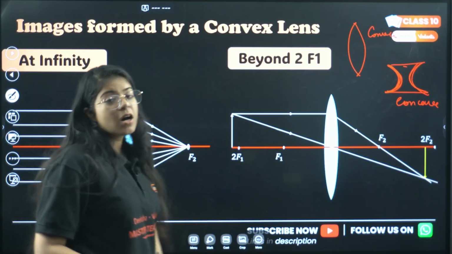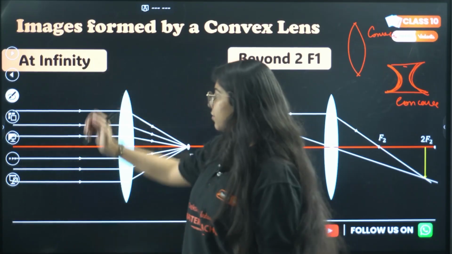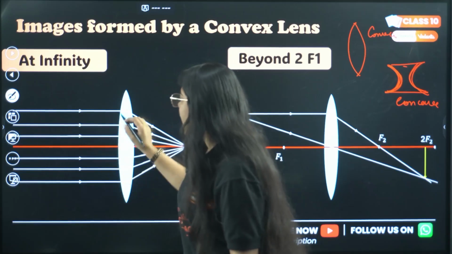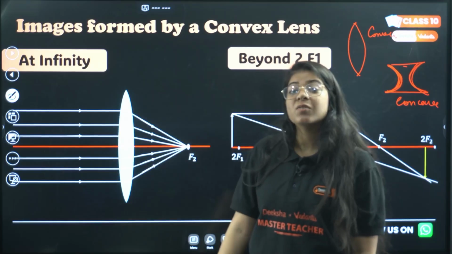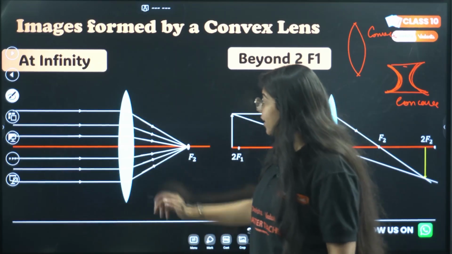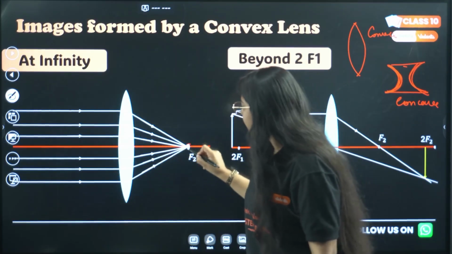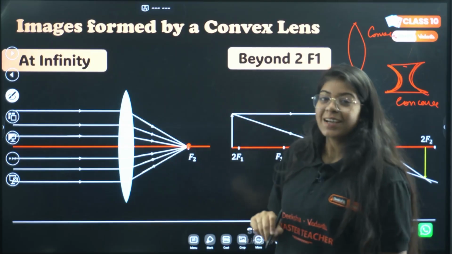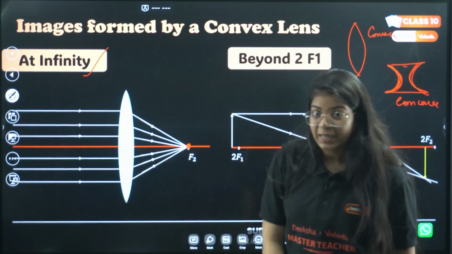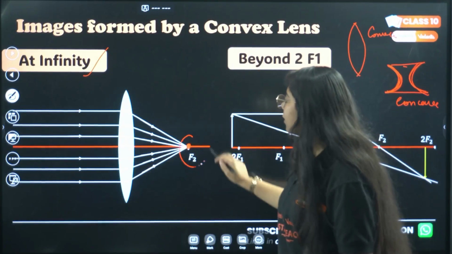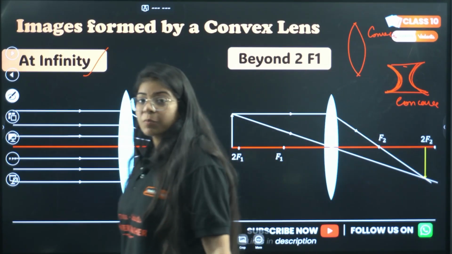Again, in the first point we have at infinity, rays are coming parallel, and now this is a lens. The rays will not reflect, the rays will refract, right? So the rays get bent and they converge at focus. So when my object is at infinity, the rays will converge at focus, same as concave mirror.